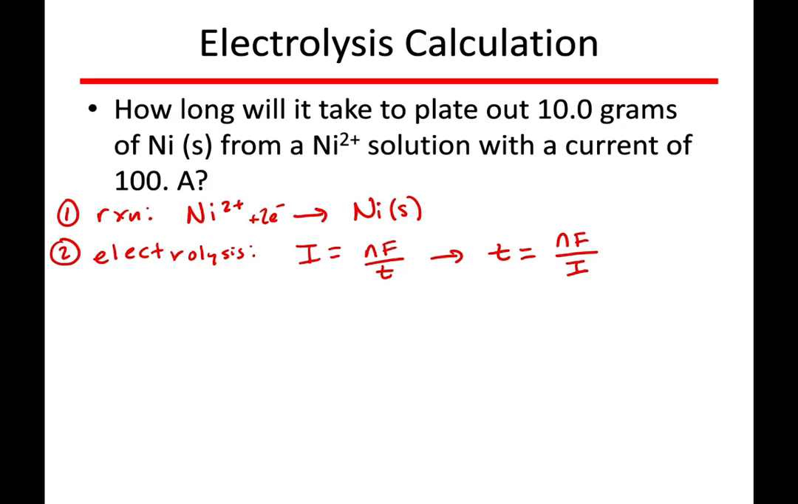We know what Faraday's constant is, right? That's 96,485. We know that value. And we know what the current is, 100 amps. But what does n represent? This represents the number of moles of electrons that get transferred.